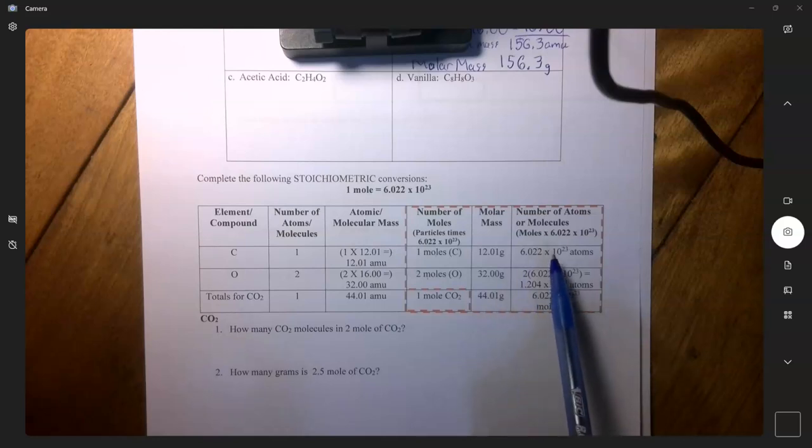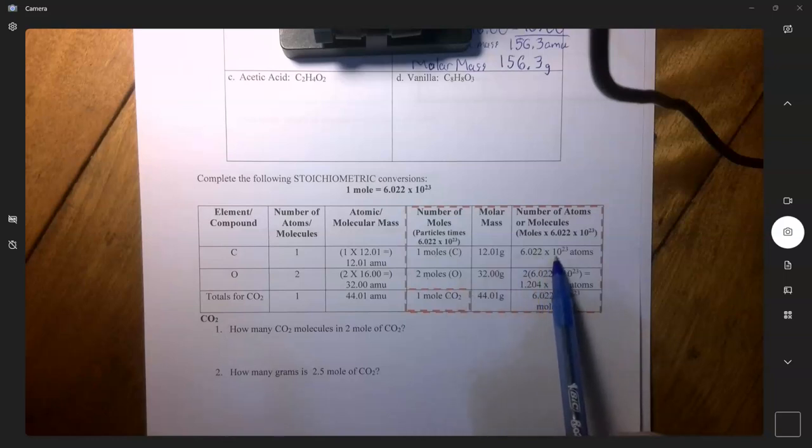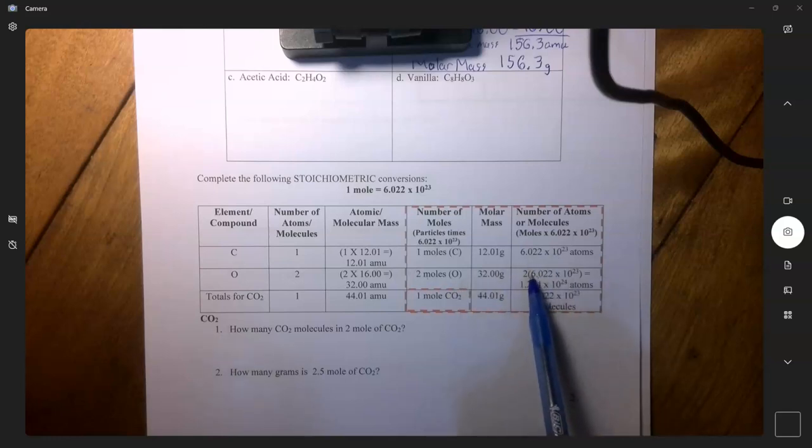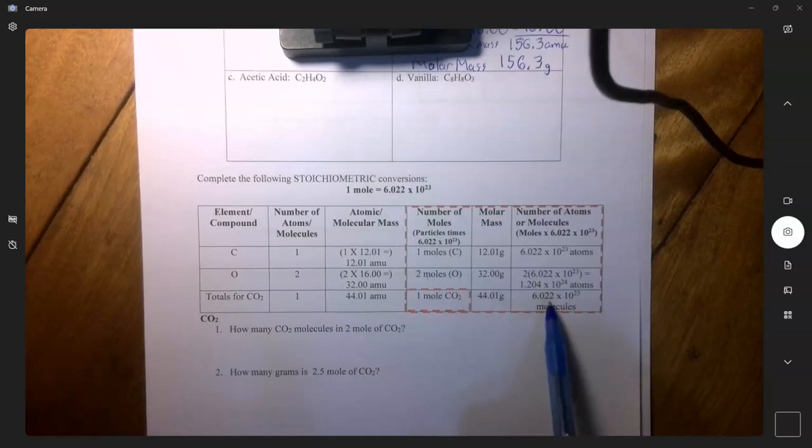And then if you want to know how many actual atoms you have, there they are. So 1 mole of CO2 will have 6.022 times 10 to the 23rd carbon atoms. 1 mole of CO2 will have 2 times 6.022 times 10 to the 23rd oxygen atoms, and 1 mole of CO2 will have 1 mole of carbon dioxide atoms right there. Okay, so all you're doing is scaling it. It's like if you need certain ingredients to bake a cake, and you want to bake 3 cakes, then you need 3 times as many of the ingredients.